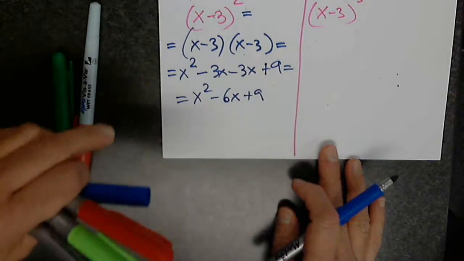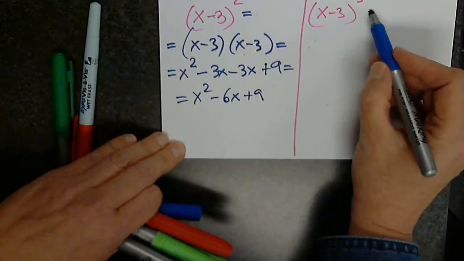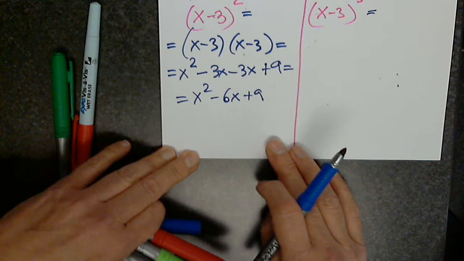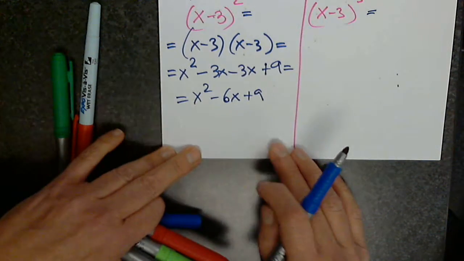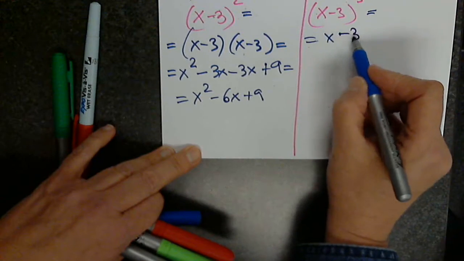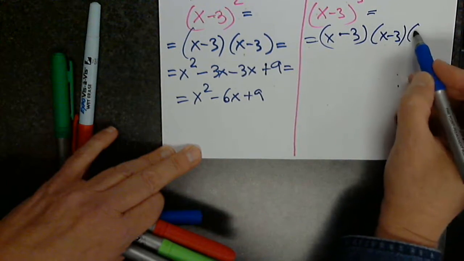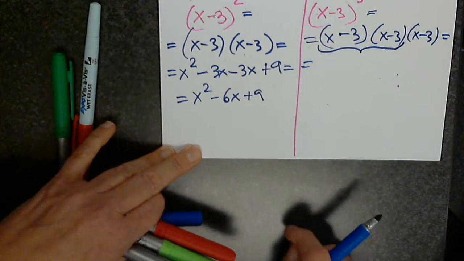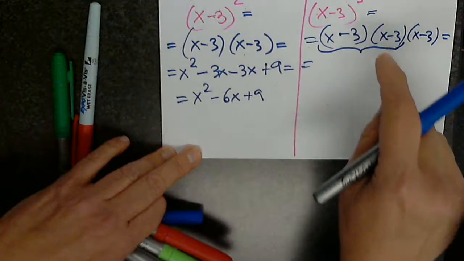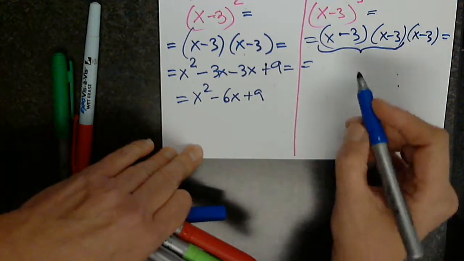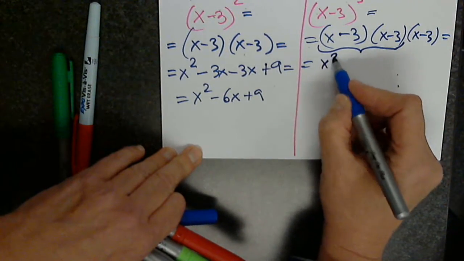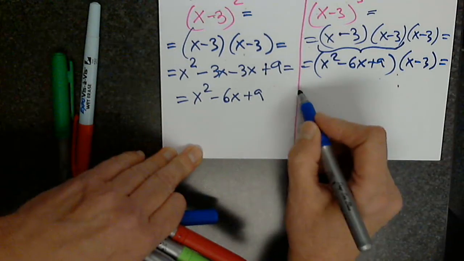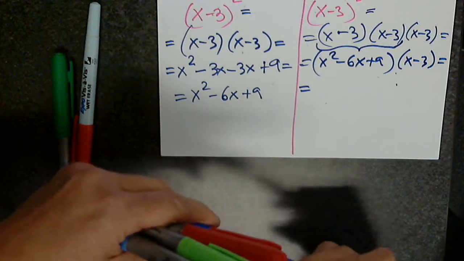What does it mean when I say x minus 3 cubed? X minus 3 times x minus 3 times x minus 3. Perfect. So this is what I mean. But I already multiplied these two, and I have the answer. Instead of this, what would you tell me to write? X squared minus 6x plus 9.